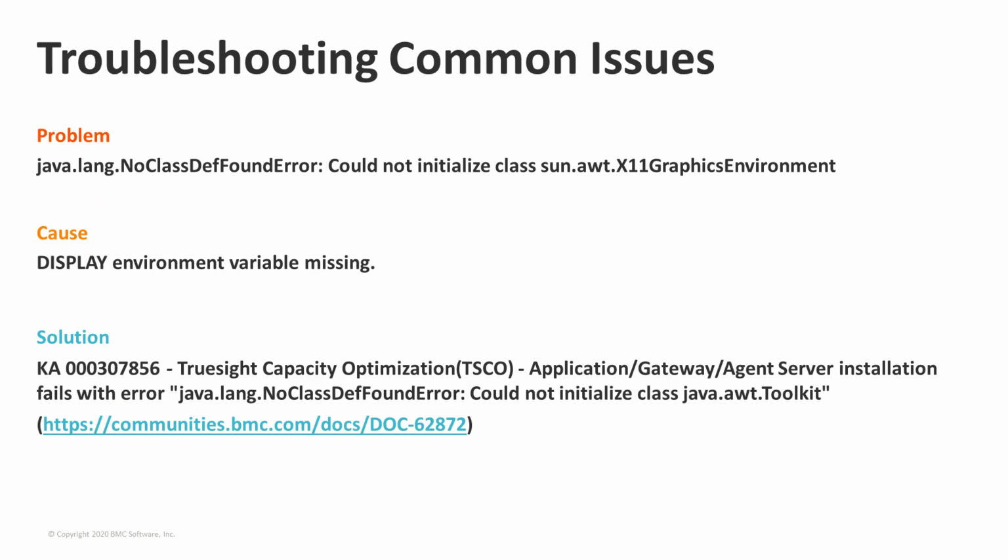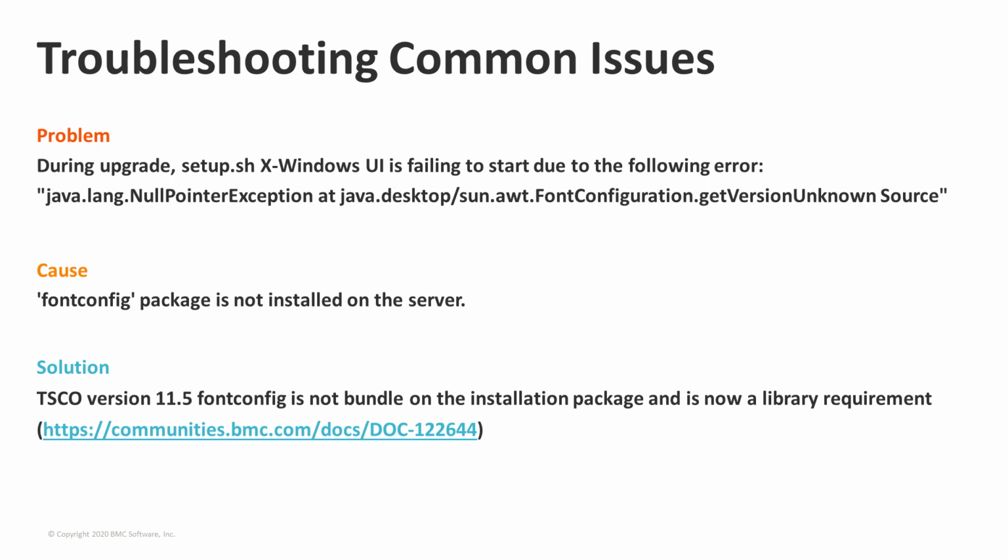Now let's talk about the most common issues reported during an installation upgrade. This is a common error presented during the execution of an installation upgrade using the X Windows option. The root cause is the display variable is not set on the machine, and this is required to execute graphics installation. The solution presented is a knowledge article that provides different options to set the variable or enable graphics on the machine. Another common issue reported during installation upgrade is the missing libraries on the machine, in this case font.